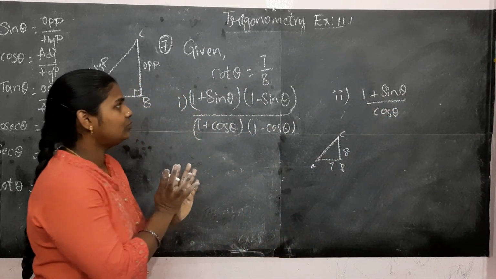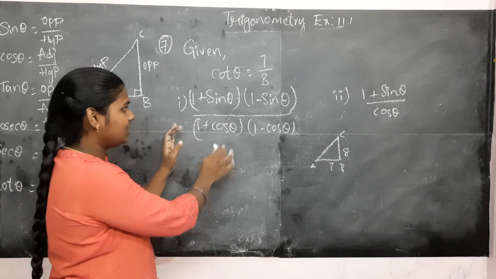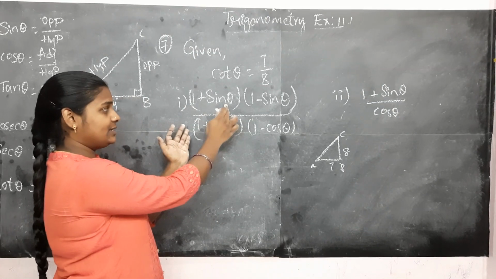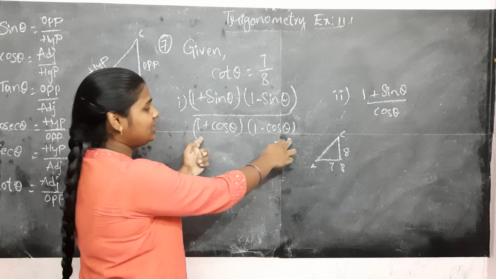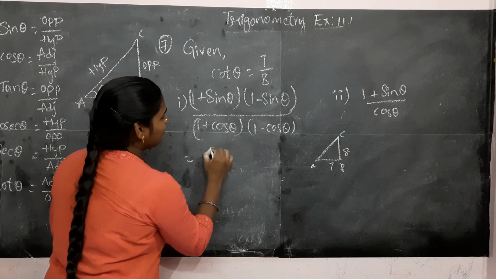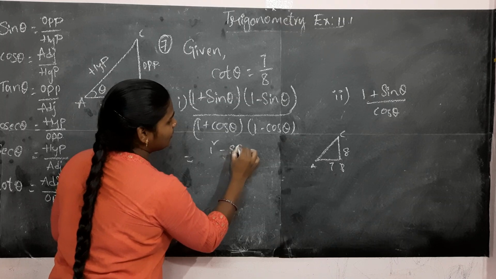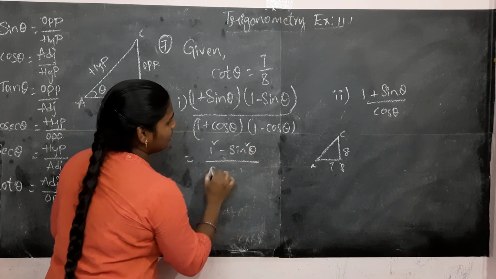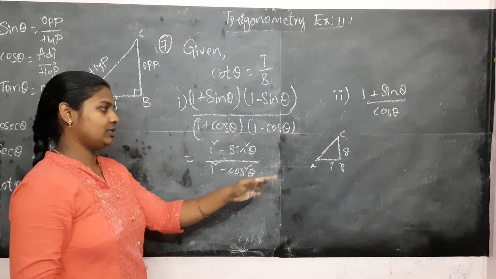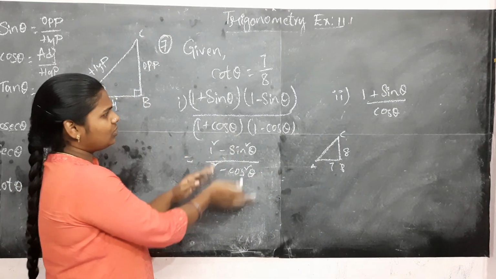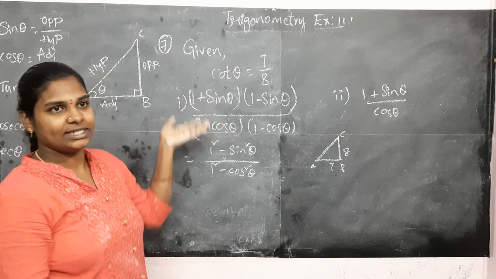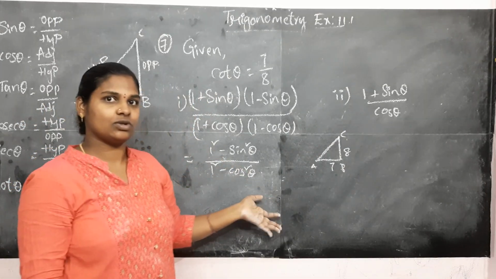If you just want to simplify this, the first one especially, because this is in the form of a plus b into a minus b, where a is 1 and b is sine theta. This is also a plus b into a minus b. A is 1 and b is cos theta. What does it become? A square minus b square is nothing but 1 square minus sine square theta by 1 square minus cos square theta. This is how it goes. Here also you can substitute, or you can just directly substitute in this formula. Alright, so this is quite simple, so I am not solving this. You can just solve it on your own.